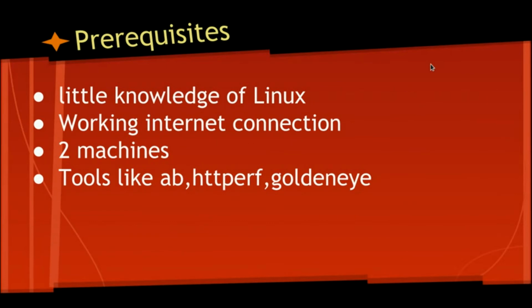All we need is just a little knowledge of Linux, a working internet connection, and two machines, one web server and one client machine from which we are going to attack, and tools like Apache benchmark, httperf and GoldenEye. GoldenEye you will get from GitHub, you can download it or git clone it. httperf is available in aptitude also, and Apache benchmark comes with Apache utils.